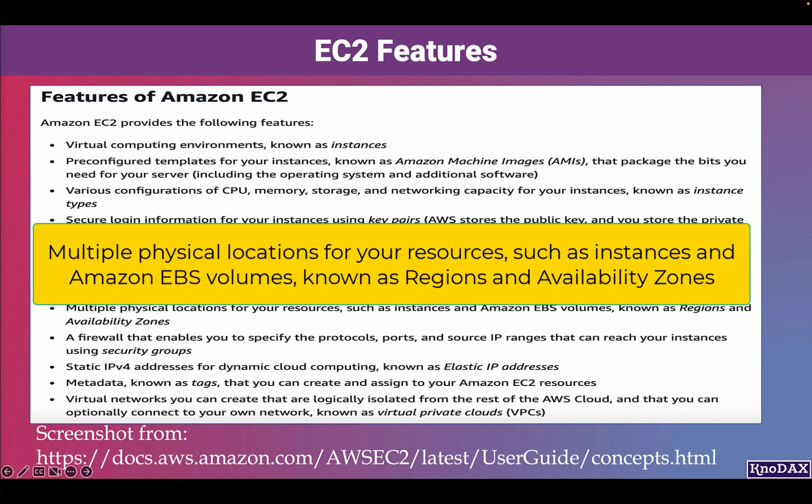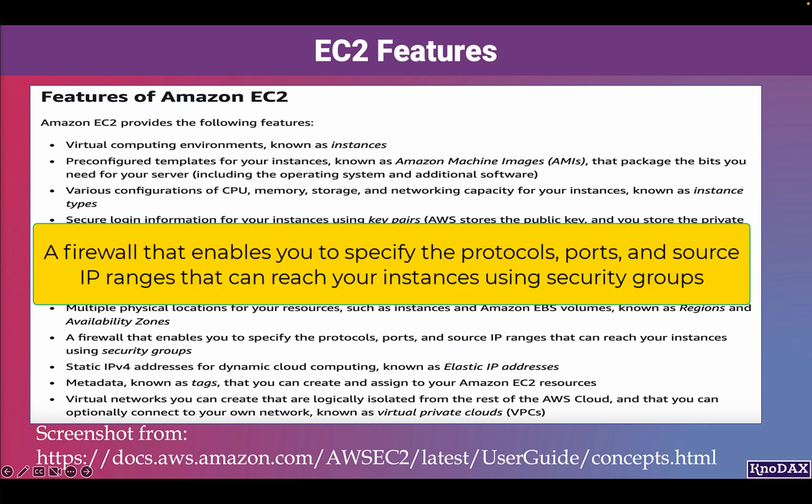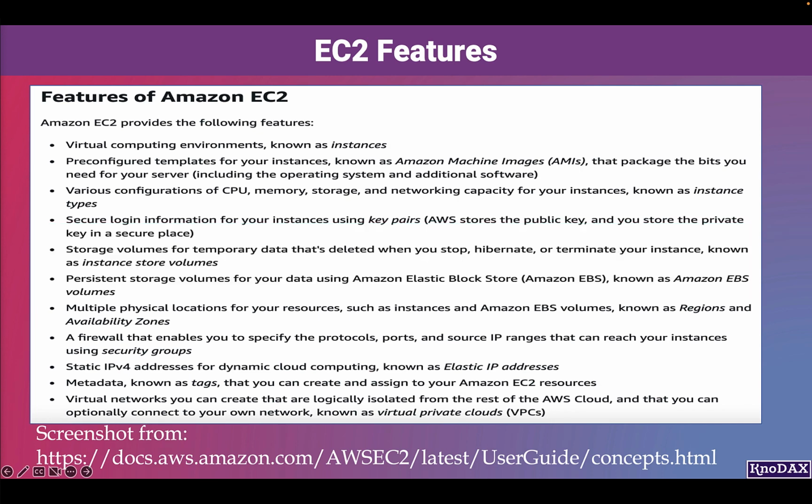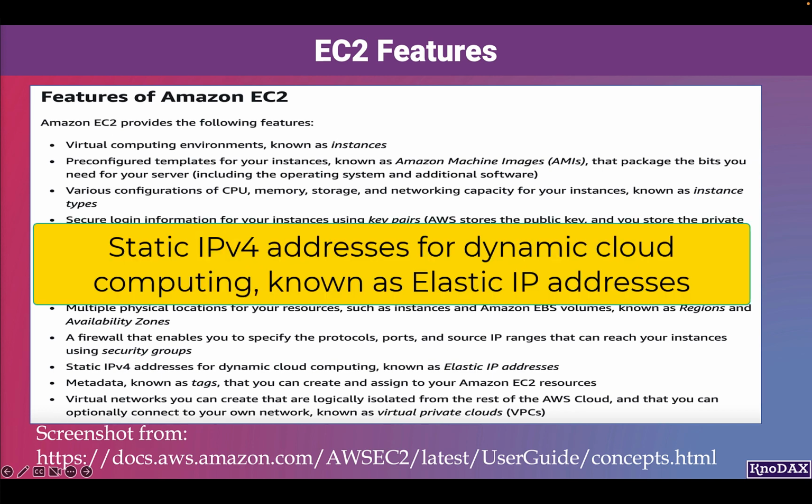Multiple physical locations for your resources, such as instances and Amazon EBS volumes, known as regions and availability zones. A firewall that enables you to specify the protocols, ports, and source IP ranges that can reach your instances using security groups. Static IPv4 addresses for dynamic cloud computing, known as elastic IP addresses.